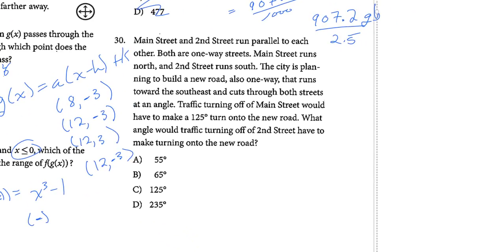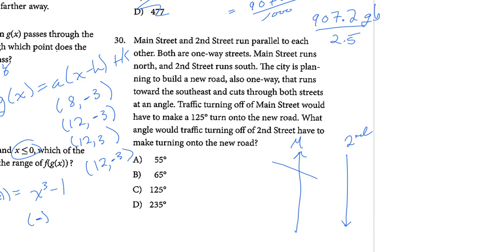Okay, let's deal with some angles, it looks like. All right, Main Street and 2nd Street run parallel to each other. So let's go ahead and throw some lines in here that are parallel. So this is Main and 2nd. They're both one-way streets. Main Street runs north, so I'm going to draw it going up. And 2nd Street runs south. So let's use some arrows in there. Compass, right? Northeast, southwest. The city is planning to build a new road, also one way, that runs toward the southeast.